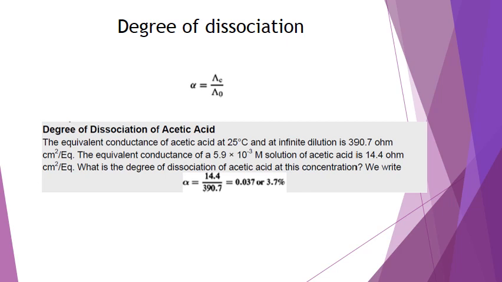As you can see in this example, different concentrations have different dissociation. So it's a weak electrolyte. As you dilute the concentration of acetic acid, you will get more ionization of the acid. In this case, the degree of ionization can be obtained by dividing the equivalent conductance of the acetic acid at the mentioned concentration, 5.9 multiplied by 10 to the power minus 3, by the conductance at infinite dilution of acetic acid, and then we get the degree of dissociation, which is 0.037 in this case.